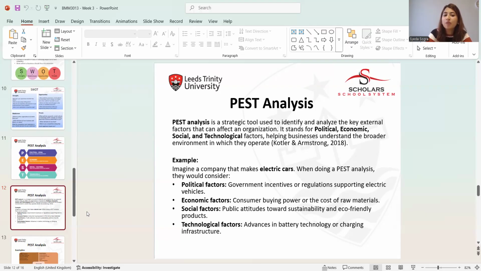Moving forward, economic factors. So we think about consumer buying power or the cost of raw materials. That means whether the customers are willing to pay the price that I'm about to charge, whether they think it's worth it or not. So I have to consider those decisions as well. Social factors, public attitudes towards sustainability and eco-friendly products. And the technological factors is advances in battery technology or charging infrastructure.